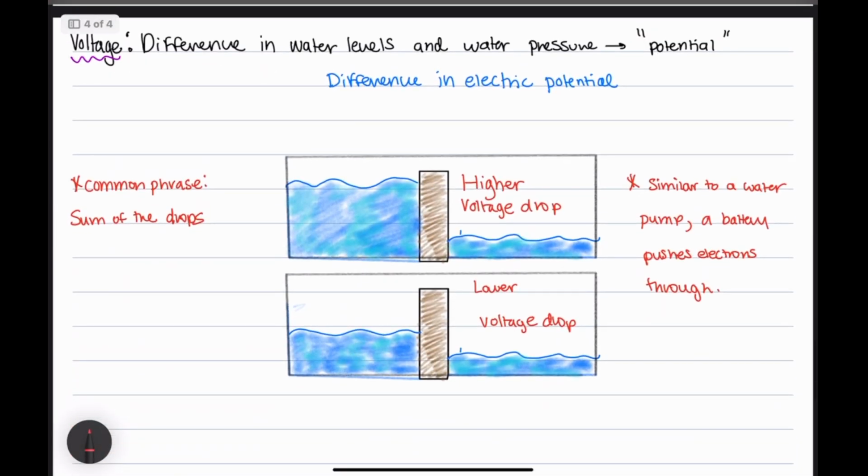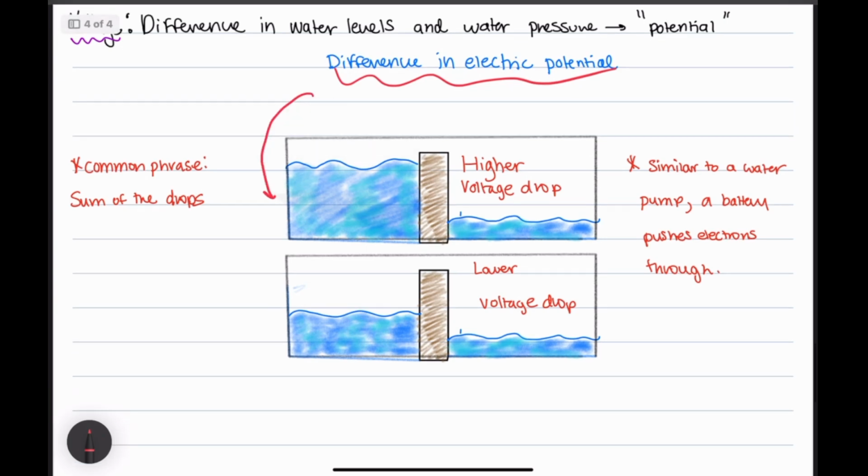Now, we can put it all together with the last term, which is voltage. Voltage is the difference in water levels and water pressure, and in an electric term, and in an engineering term, it's called electric potential, right? So this is where you'll hear the differences in electric potential, but really it's not that complicated when we look at this first diagram. So this top one has a higher voltage drop.